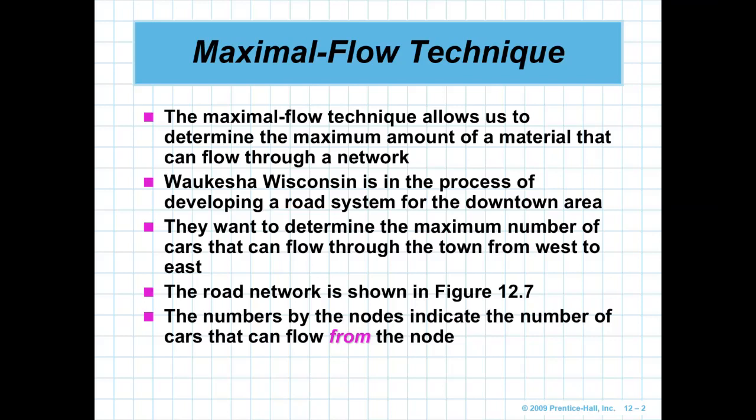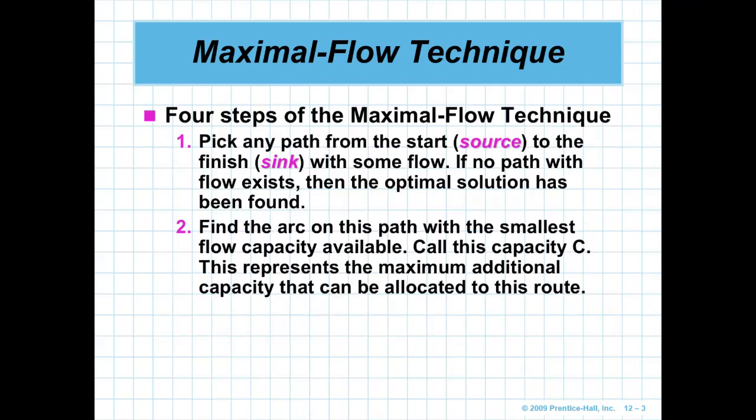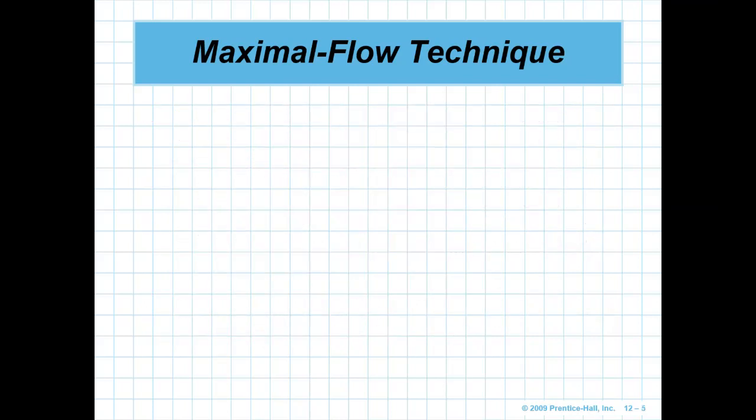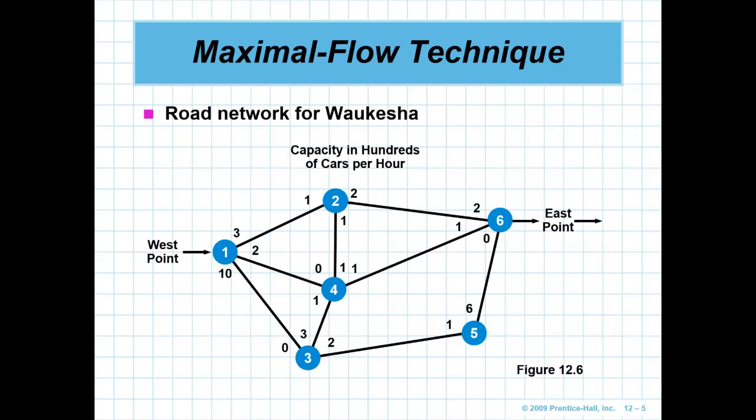The road network is shown in this figure. Here is the road network for Waukesha. There are 6 points, and the objective is to calculate the maximum number of cars from west to east, from point number 1 to point number 6. The capacity is in hundreds of cars. So the capacity is in 100s.